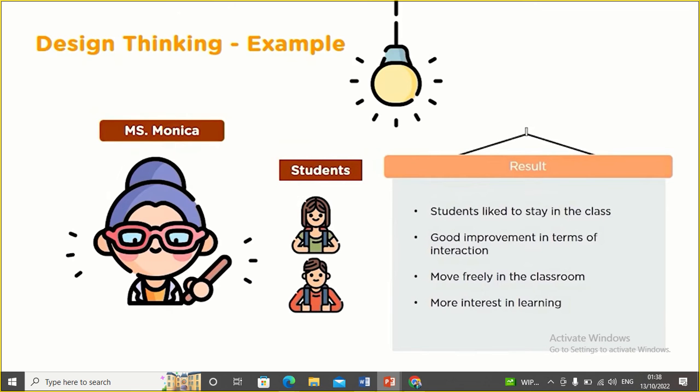Now, after the implementation of the interior design, as the outcome, she observed that students like to stay in the class. Good improvement has been observed in terms of interaction, and also students move freely in the classroom and show more interest in learning when they are inside the classroom. So in this way, whatever the problem is, solutions can be proposed only if the users', customers' or consumers' need, requirement and interest are known well in advance.